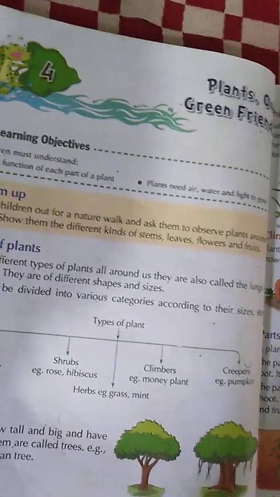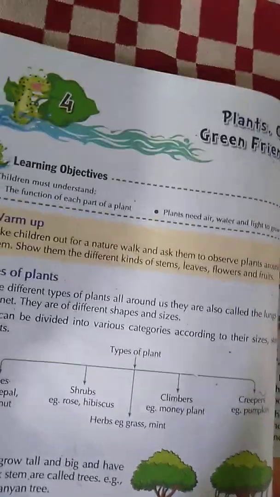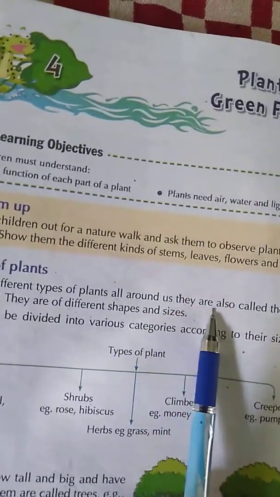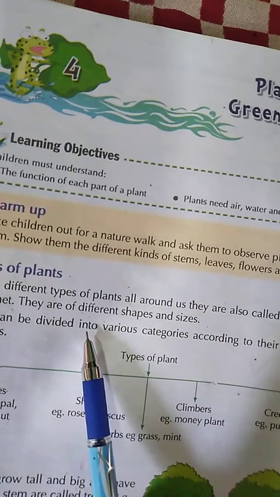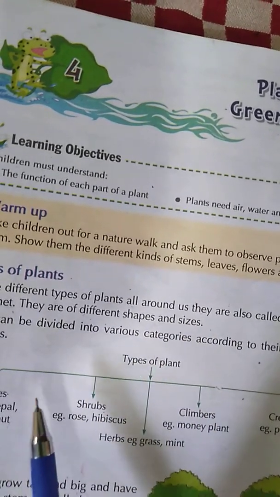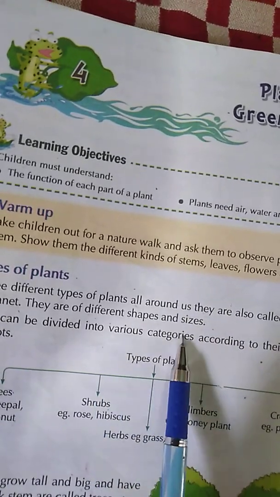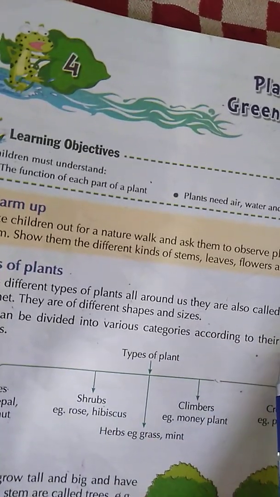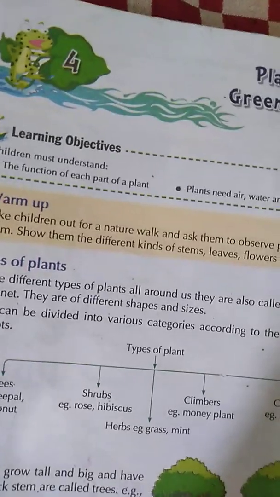Now, types of plants. We see different types of plants all around us. They are also called the lungs of a planet. They are of different shapes and sizes. Plants can be divided into various categories according to their size, stem and root.